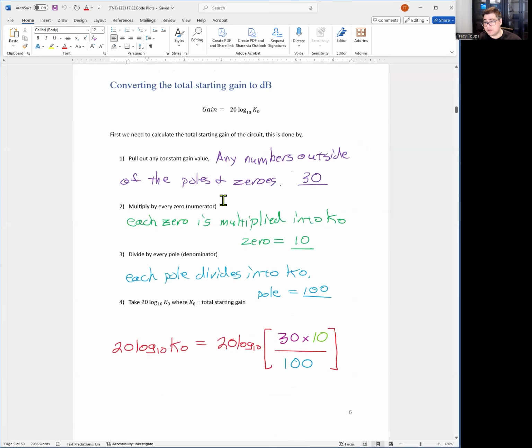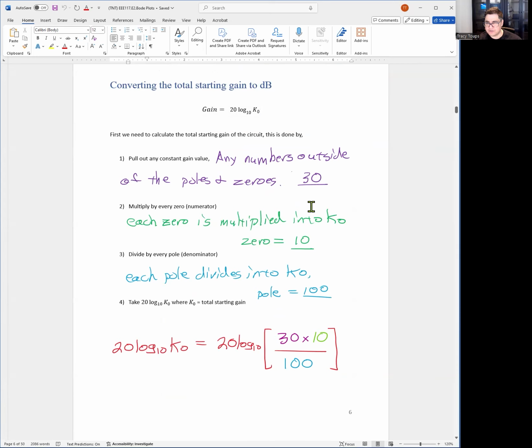Now we're going to go to each one and very specifically analyze what to do, because this is where everybody always gets lost in the math. So remember, gain has three components. We're going to start with just the regular part, the constant gain, before we talk about anything else. This gain is going to be 20 log base 10 of a constant, and your constant is going to be all the numbers outside of poles and zeros.